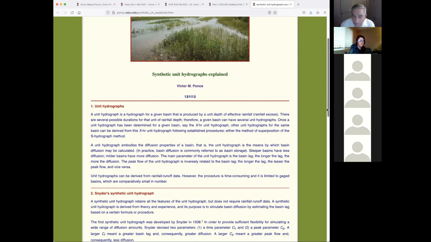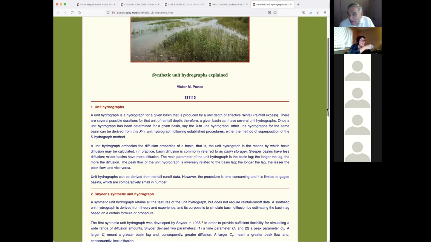And the unit hydrograph embodies the diffusion properties of a basin. That is why Sherman, presumed to be the gentleman that developed the unit hydrograph in 1932, that's the first reference that we have of that. That's what he wanted to do. He wanted to put some diffusion into the calculations because he knew that the rational method was not accounting for the diffusion. So that's what he did, and he did a great job, of course, and we've been using the unit hydrograph since 1932, so that's almost 90 years.